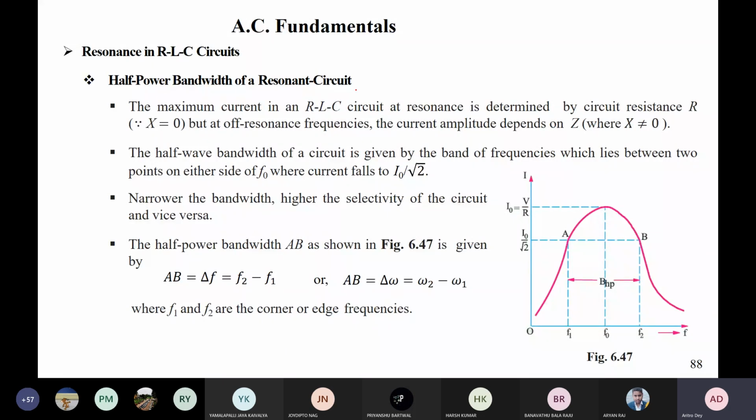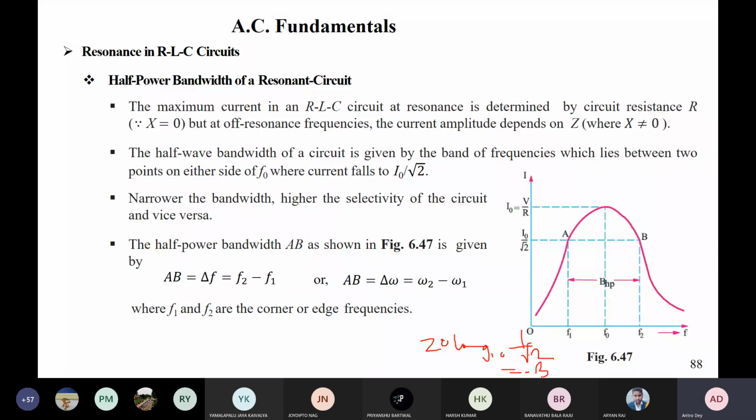As you can see, this is a bell shaped curve, and it reaches the half power point at two different frequencies where I becomes 1 by root 2, or we can say it is the 3 dB bandwidth. Because if you take 20 log 10 of 1 by root 2, you get minus 3 dB. So that is why it is called 3 dB.